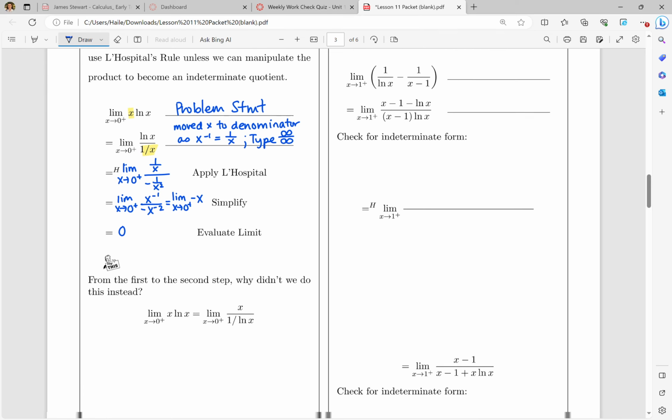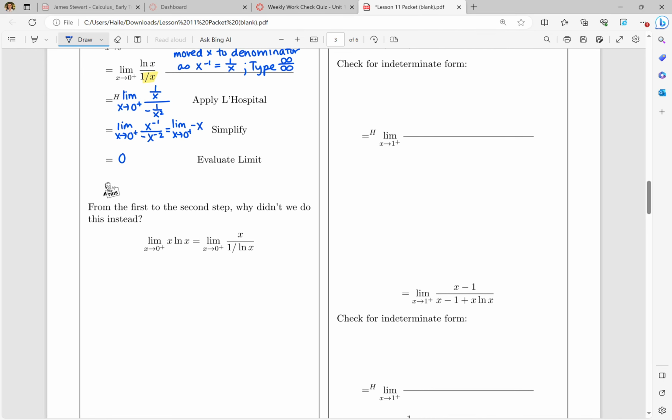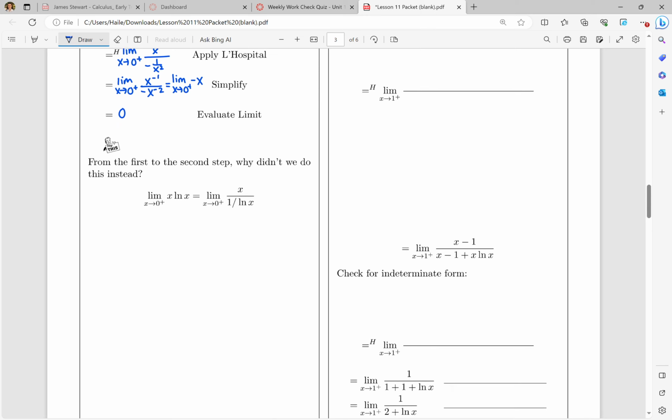Now, one question I want to ask, so at this point you should pause the video and think about this a bit. From the first to the second step, why didn't we do this instead? Why didn't we take ln of x instead of x and move it to the bottom? Same trick that we did, just choosing the different function. Well, let's see what happens if we do this.